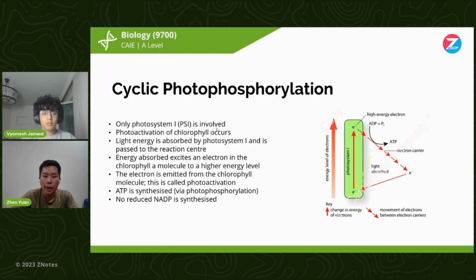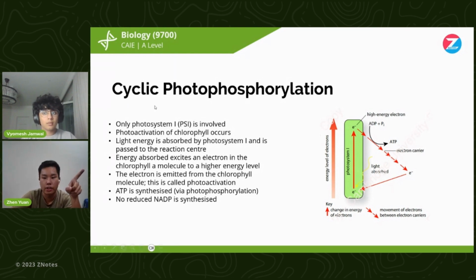So what happens in cyclic photophosphorylation? Well, photoactivation of chlorophyll occurs. What is photoactivation? So let's split the word into two parts. Photo, light. So light is used. Anything with photo in it means light is used. Activation. What words are synonyms of activation? Active. Excite, right? You excite something.